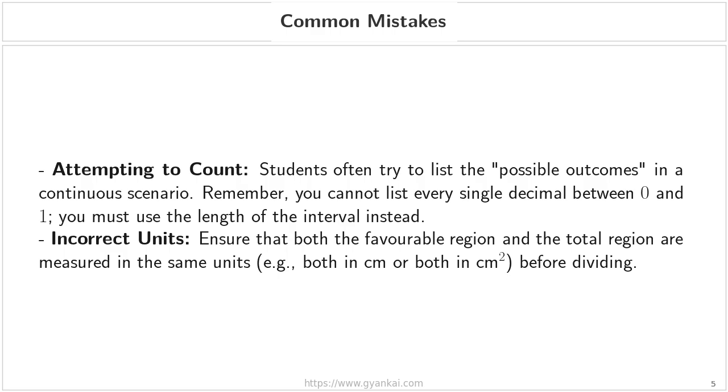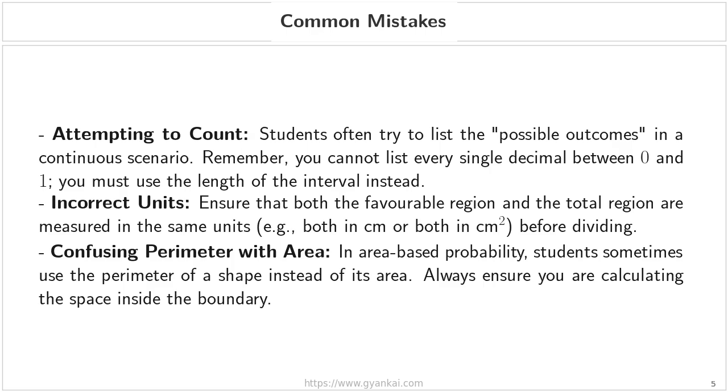Second, be very careful with your units. Whether you are working with the one-dimensional length of a bus interval or the two-dimensional area of a dartboard, you must ensure that both your favorable region and your total region are measured using the same units. For instance, if your total area is in square centimeters, your favorable area must also be in square centimeters before you perform the division. Mixing centimeters with square centimeters will lead to an incorrect ratio.